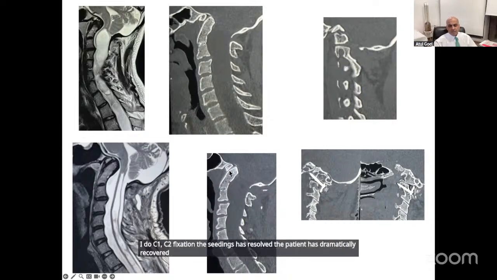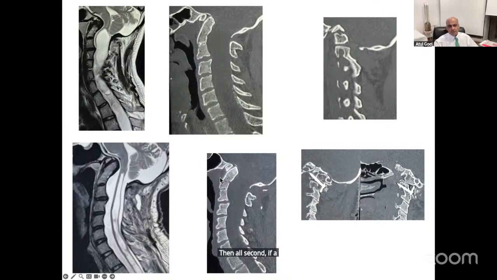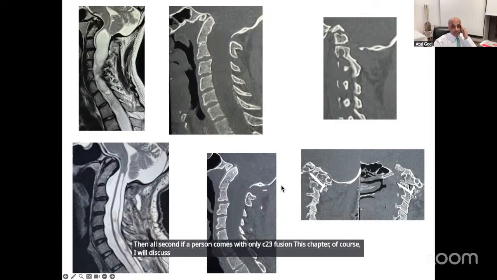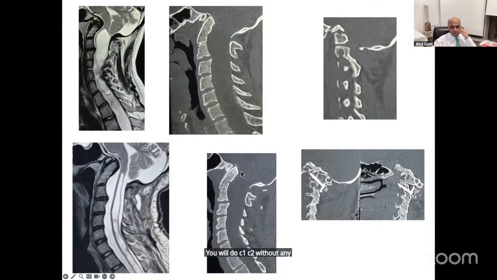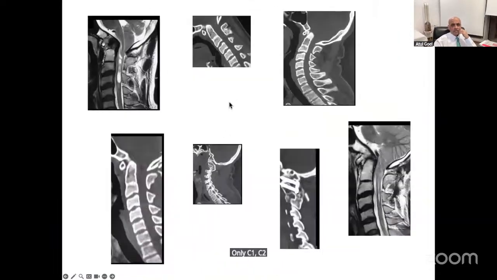So basilar invagination, assimilation of atlas, clival abnormality, C2-3 fusion are the same brand. They're all secondary. If a person comes with only C2-3 fusion, this chapter, of course, I will discuss in my next lecture. If the patient comes with only assimilation of atlas, what will you do? You will do C1, C2 without any problem. If the patient comes with only C2-3 fusion, what will you do? Only C1, C2 fixation.